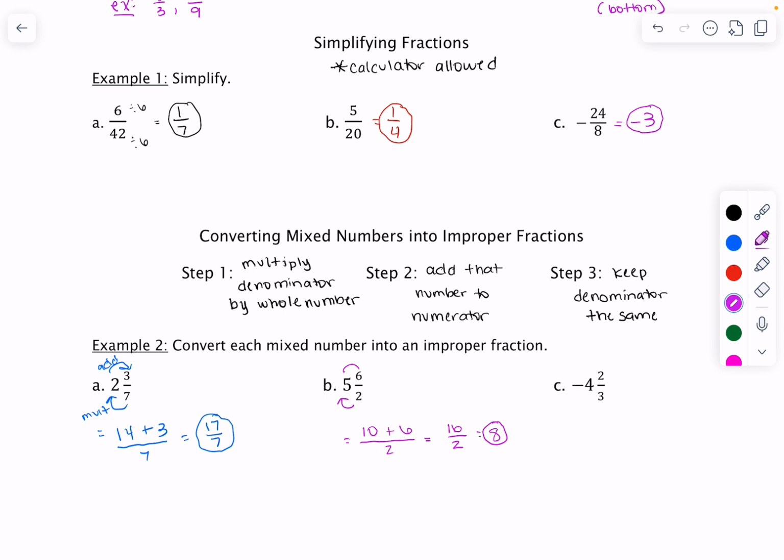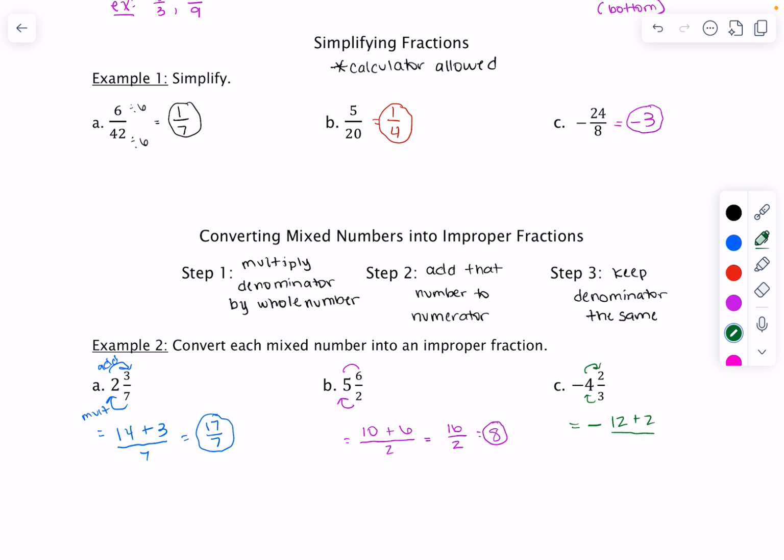Lastly, letter C. It's got a negative in front, and negative in front of mixed numbers can be a little tricky and they trip students up. So the first thing you're going to want to do when you have a negative is carry that negative in front, okay? Then we treat the problem the same as we've done the previous problems. We multiply the 3 times 4, only we keep that positive. So we're just going to write 12. Add that to the numerator, that's the plus 2 here.